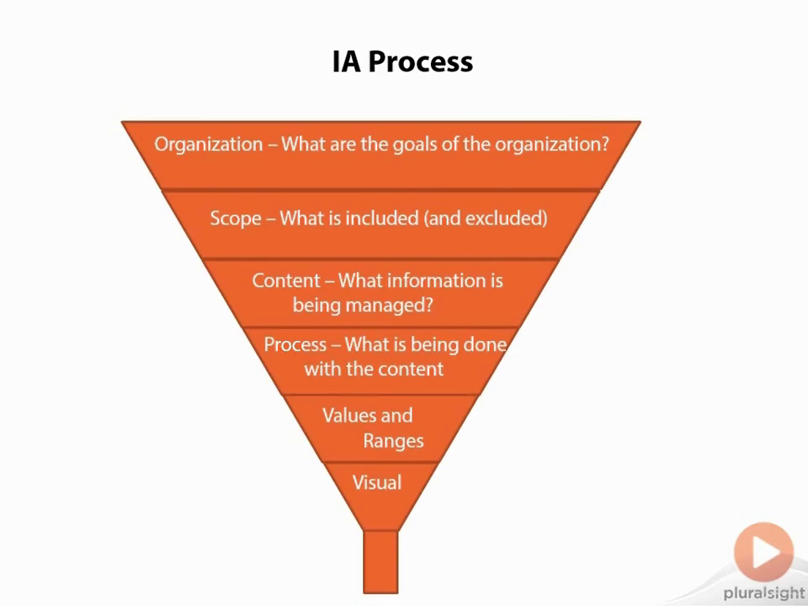Content, we've been talking about the content inventory. What's the content? What's the information that's being managed? And then the process is what's being done with it. A lot of times you shift the way that you organize the information based on the people that need to touch it and the systems. Then you do the ranges and values so that you know what things you're going to have. So a field has 3 states. You're going to know what those 3 states are. Last, we manage visual, which is our navigation, right?